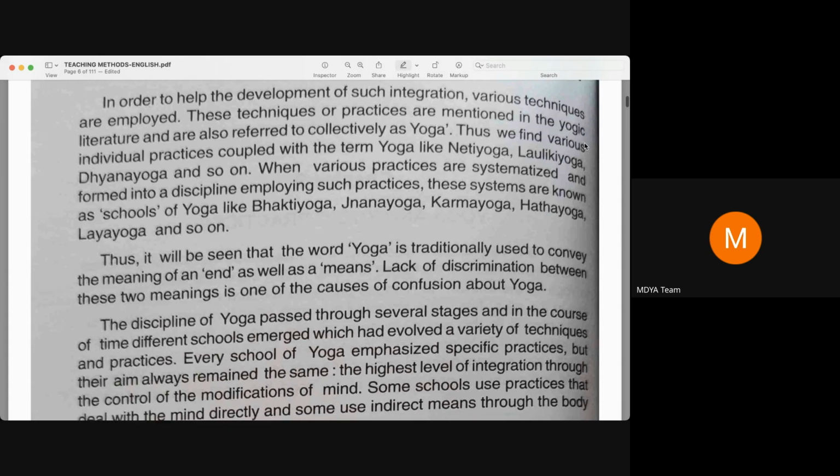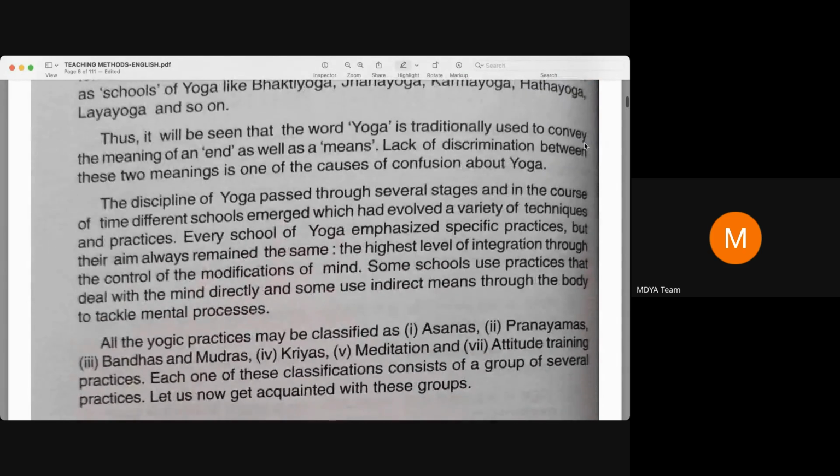So it will be seen that this word is traditionally used to convey the meaning of an end as well as a means. This ultimate aim is samadhi, the union of the individual soul with the supreme soul. But then, how to reach that level? There are various practices, and these are termed as means. So the word carries the meaning of an end as well as a means. Now, lack of discrimination between these two meanings is one of the causes of confusion about yoga.